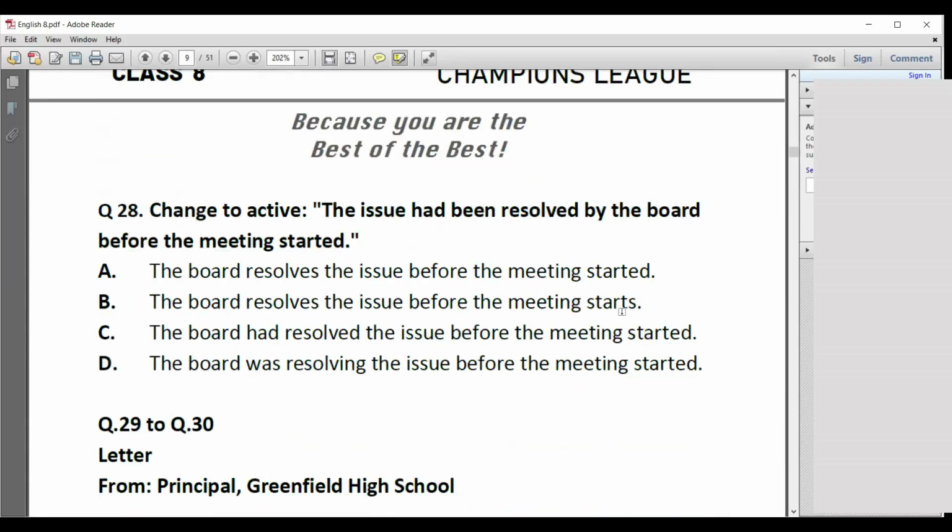Question 8. Change to active voice. "The issue had been resolved by the board before the meeting started." Option A. The board resolves the issue before the meeting started. Option B. The board resolves the issue before the meeting starts.